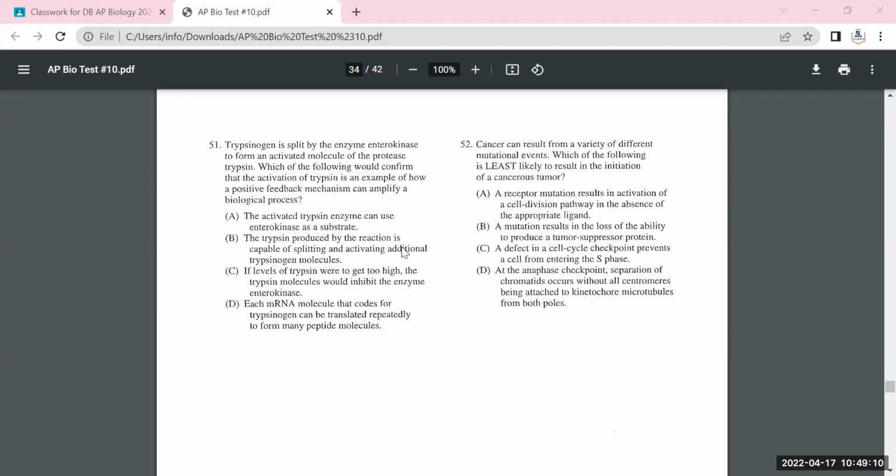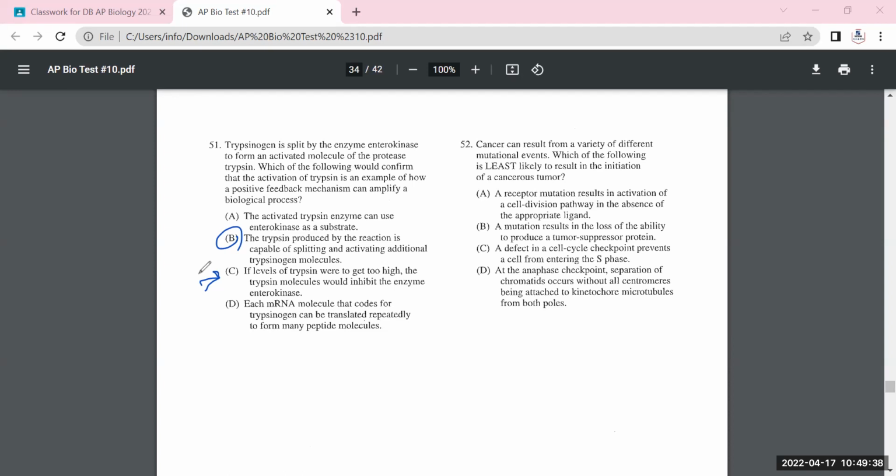Activated trypsin can use enterokinase as substrate. No. Trypsin produced by the reaction is capable of splitting and activating additional trypsinogen molecules. Yes, right. That is a positive feedback loop right there. Right. Part C is describing negative feedback. Right. Yeah. Okay. 52. Cancer can result from a variety of different mutational events.